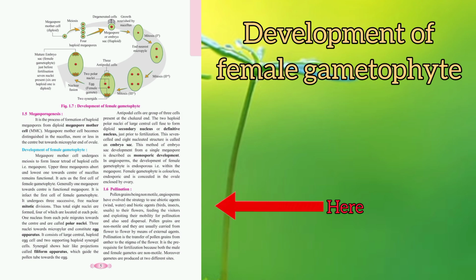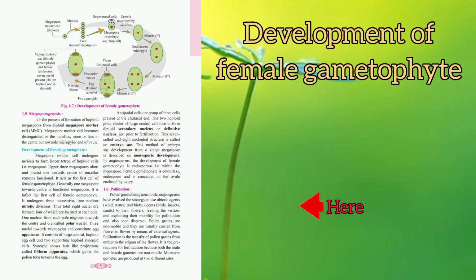The 2 haploid polar nuclei of large central cell fuse to form diploid secondary nucleus or definitive nucleus just prior to fertilization. This 7-celled and 8-nucleated structure is called an embryo sac. This method of embryo sac development from a single megaspore is described as monosporic development.